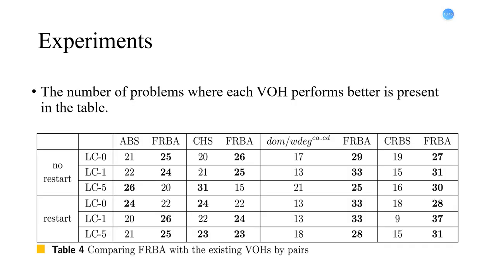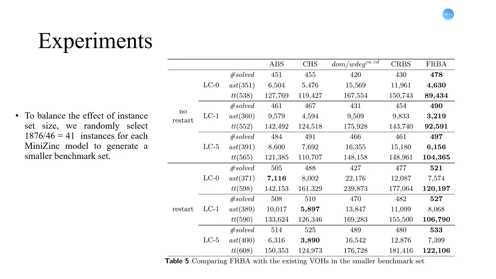We also compare the FRBA with the existing ones by pairs. Following the previous comparison rule, we can see FRBA performs better in more problems than the existing ones. Finally, to balance the effect of instance set size, we randomly select 41 instances for each MiniZinc model to generate a smaller benchmark set. If a model contains less than 41 instances, we select them all. In the smaller set, we also see that FRBA performs best in general.